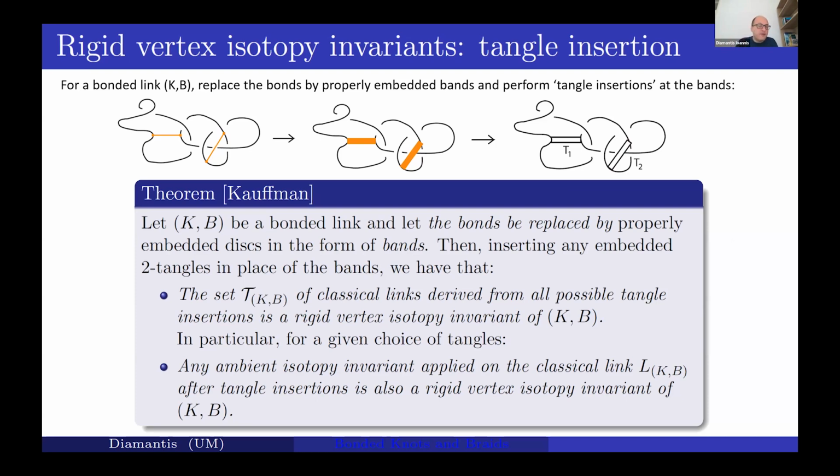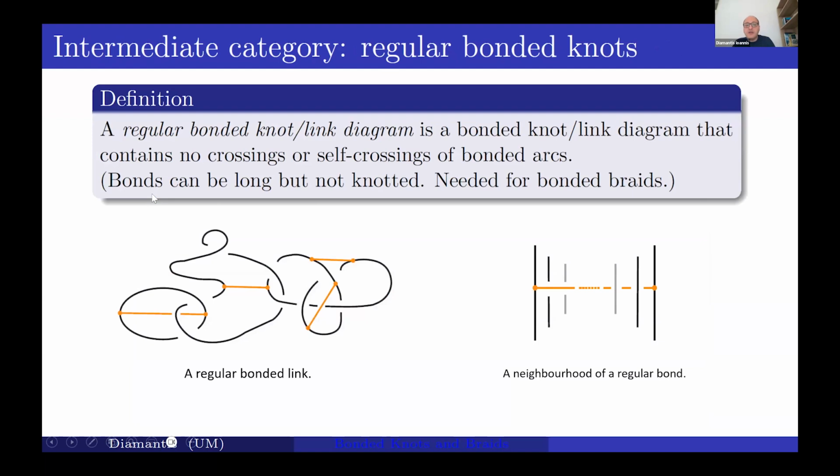And now we go a little bit further because our initial intention is to form braids, right, and discuss bonded braids. So the next thing that we do is we consider what we call an intermediate category, the regular bonded knots or links. Okay, so what's the difference between bonded links and regular bonded links? The difference is that the bonds are not allowed to form knots anymore. All right, so they are not allowed to form knots, and they are not allowed to have self crossings. Okay, so no crossings in general, right, between bonds.